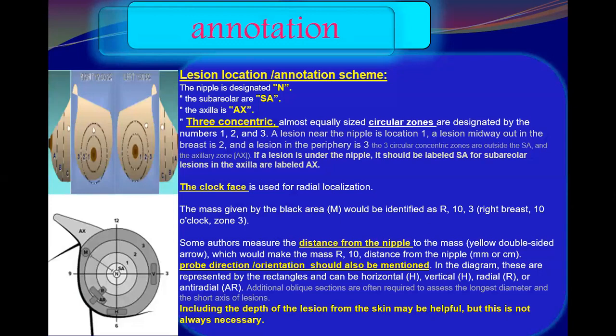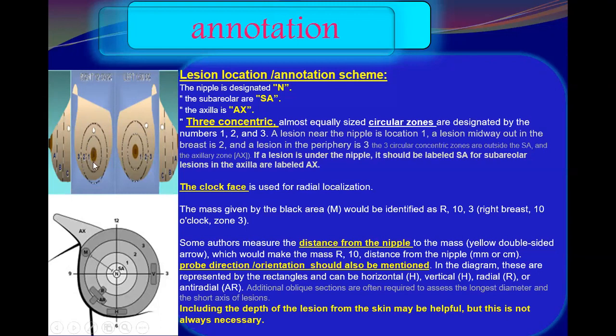Regarding the locations, here N is the nipple. Usually, they abbreviate it as N for the nipple, the subareolar region as SA, and the axilla as AX. We have 3 concentric rings representing zones: zone 1, zone 2, and zone 3.